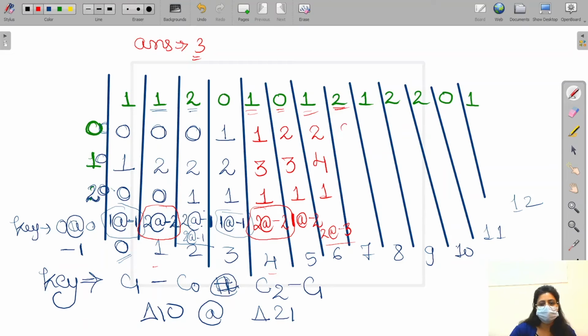We have count of 0 as 2. Count of 1 as 4. Count of 2 will become 2. What we have as key? 4 minus 2 will be 2 at the rate. 2 minus 4 would be minus 2. 2 at the rate minus 2 came before also.